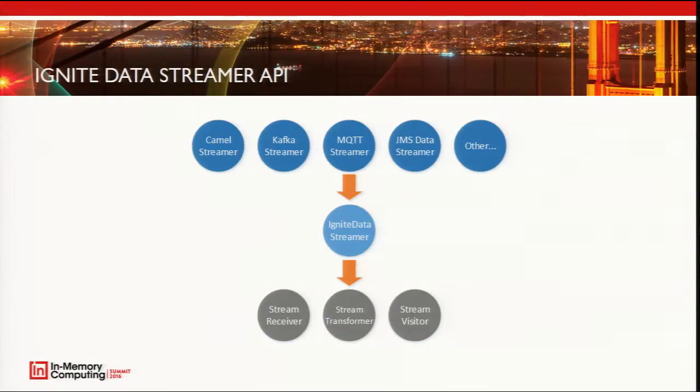So, a little bit deeper into the Ignite data streamer. This is a particular API, a class, the Ignite data streamer, and there are implementations that allow you to connect to Camel, Kafka, MQTT, JMS, and some other ones. There's even a Twitter one, if you want to do that. It's like the canonical example, right?